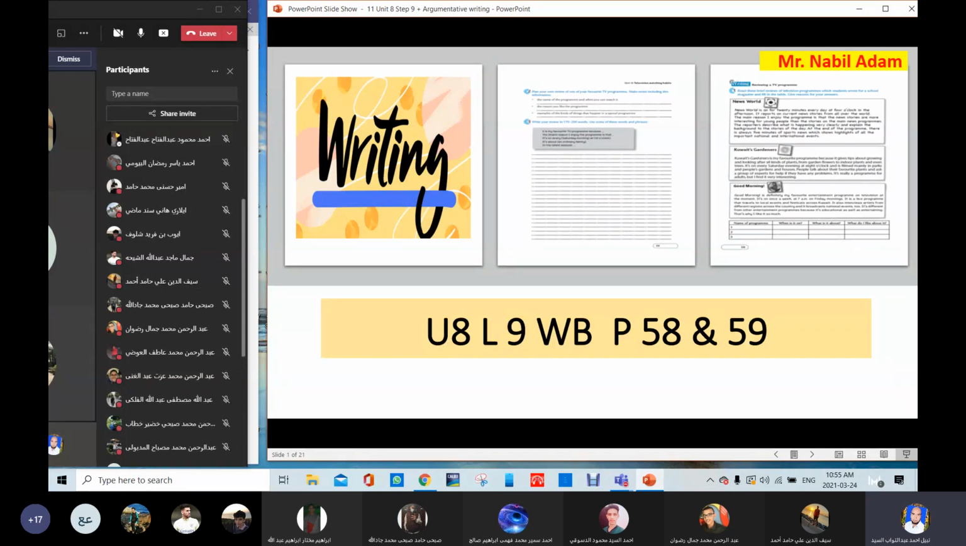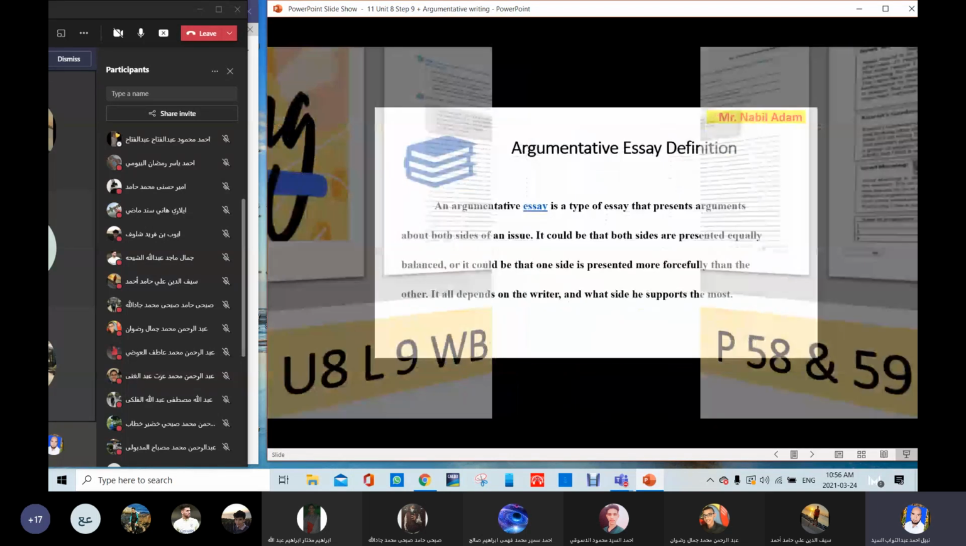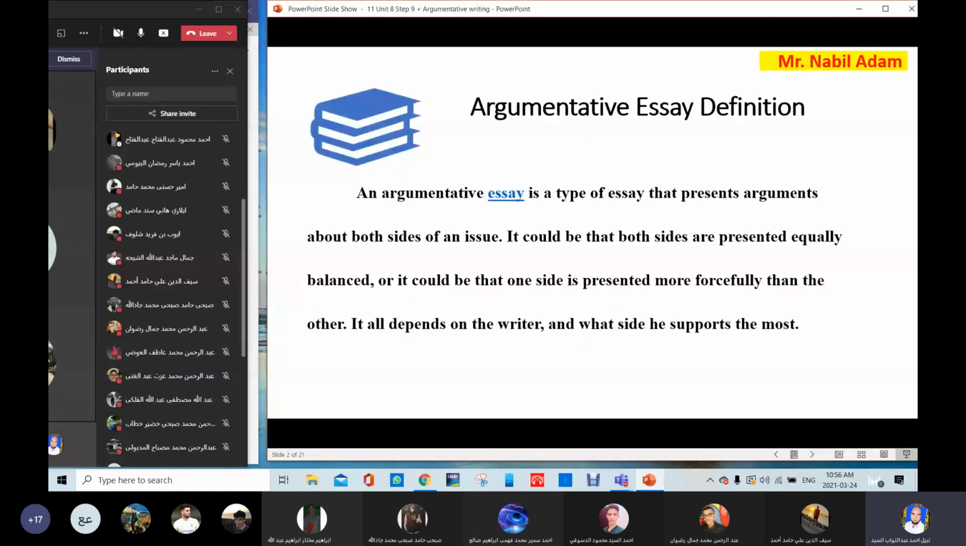For grade 11, the second term, you are supposed to write an argumentative essay. An argumentative essay is a type of essay that presents arguments about both sides of an issue. So you are going to mention two sides. They are arguing together about a certain topic. It could be that both sides are presented equally, balanced, or it could be that one side is presented more forcefully than the other. It all depends on the writer. It all depends on you and what side you support the most.